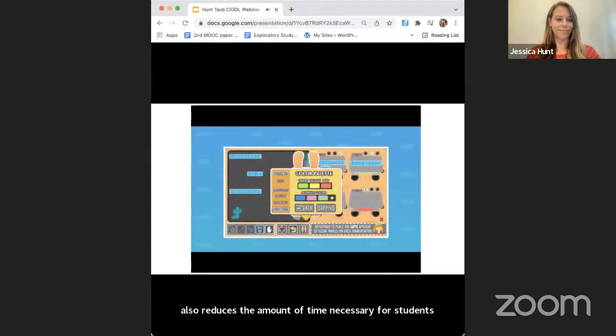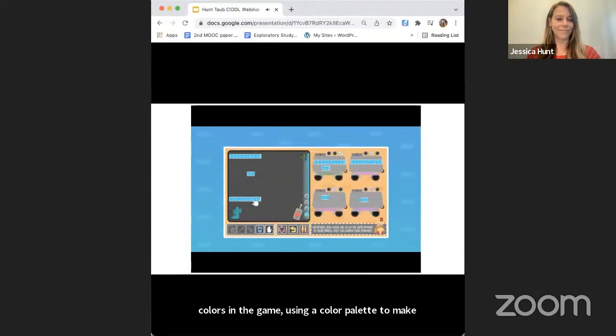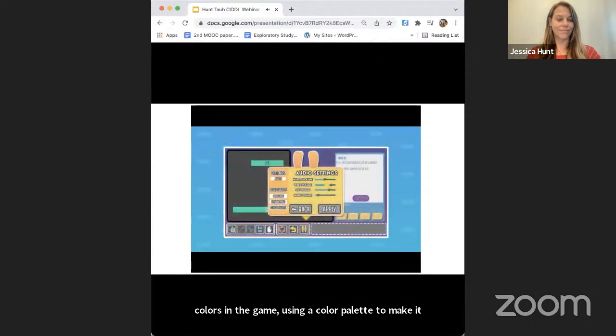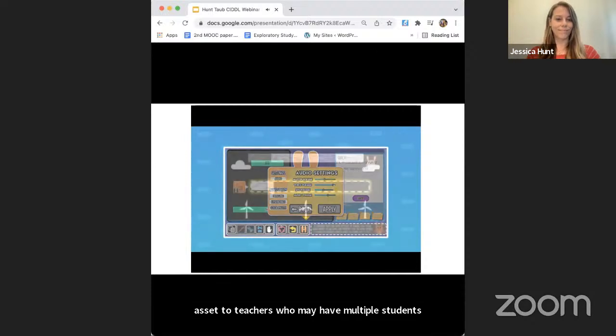Players can customize the game with settings. Change colors in the game using a color palette to make it aesthetically accessible for you. Adjustment of sound output is an extremely valuable asset to teachers who may have multiple students playing at the same time, or while other students in the classroom participate in different activities.